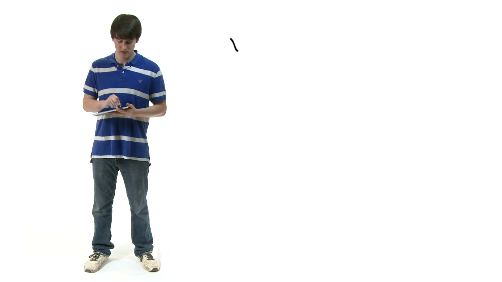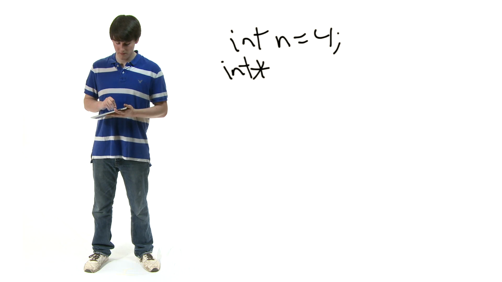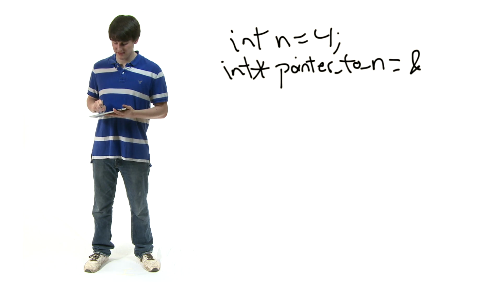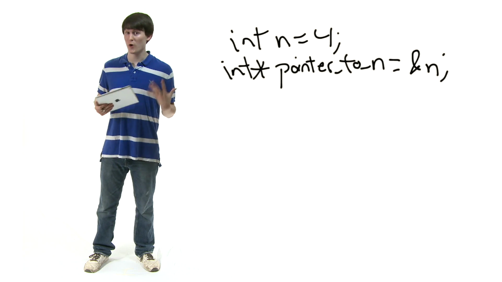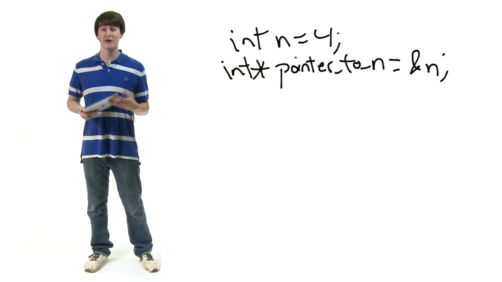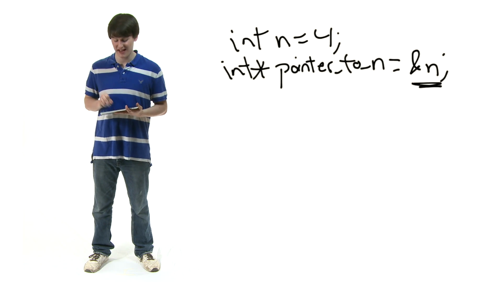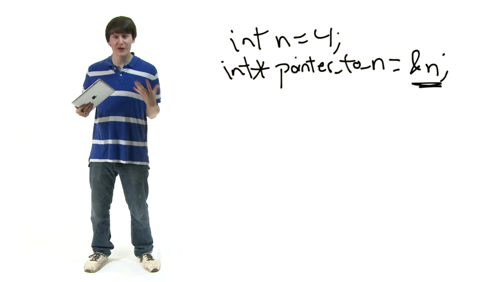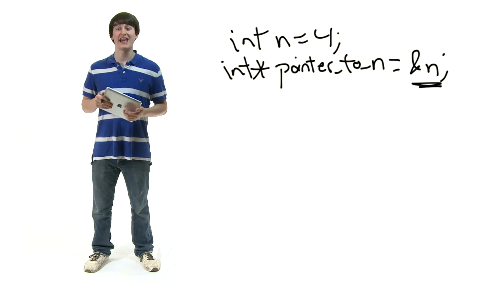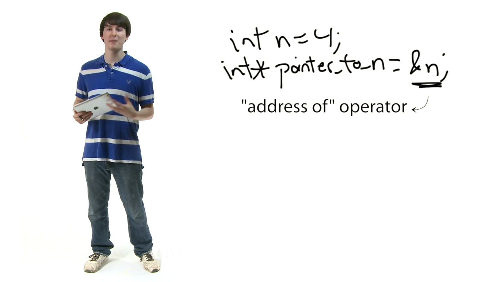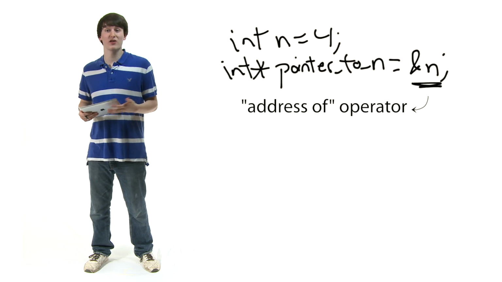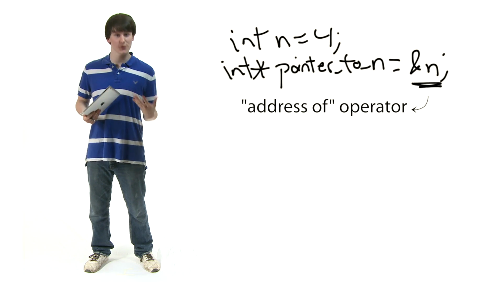Let's say we have int n equals 4 and int star pointer to n equals ampersand n. Whoa, a bit of new syntax to cover. First, let's interpret this ampersand n. Remember that everything in memory has some address. The ampersand is called the address of operator. So ampersand n refers to the address in memory where n is stored.